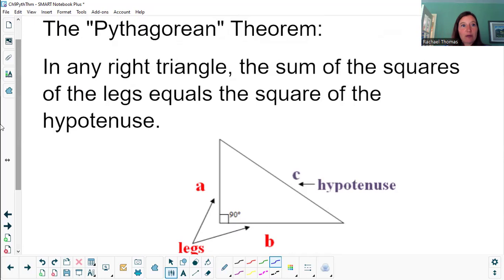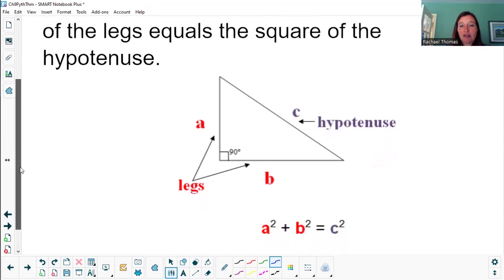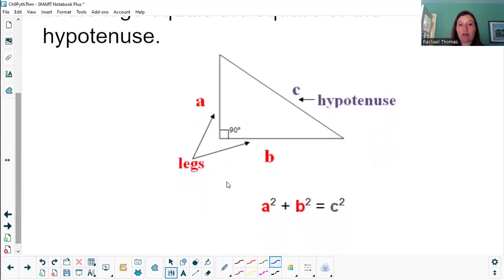The key word there would be hypotenuse. The hypotenuse has to be the longest side of the triangle. The word hypotenuse means the longest side of a right triangle. And then the legs, the smaller sides, A and B, we can label either one of them A or B. So we're talking about the lengths of the sides. If I square those numbers of the legs and I add them up, I'm going to get the same number as I would get if I squared the hypotenuse.